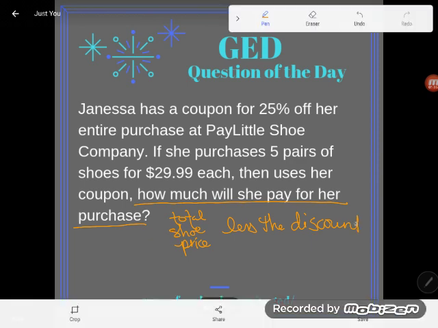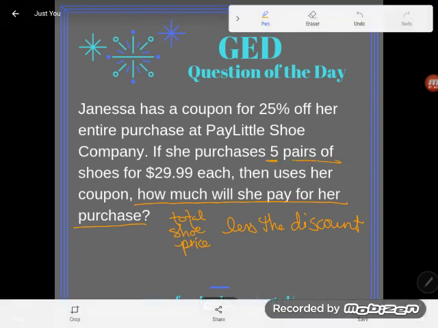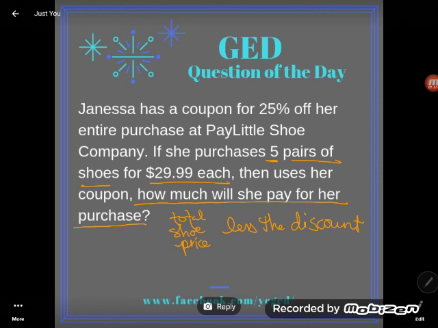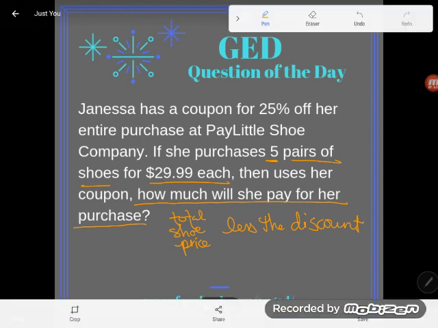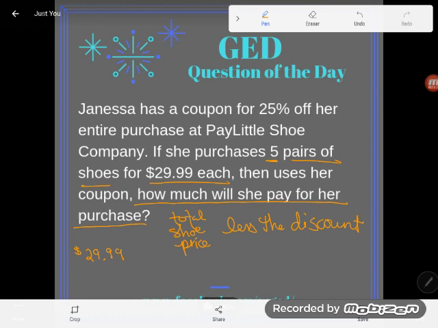Great. Now that I've put the question into my own words, I've got a plan. I know what to do. First thing I'm going to do is find my total shoe price. So let's go look for information regarding that. It says if she purchases 5 pairs of shoes for $29.99 each. So she's buying the first pair of shoes for $29.99, the second pair for $29.99, the third pair for the same price, and so on and so forth. Basically, she's paying $29.99 5 times.